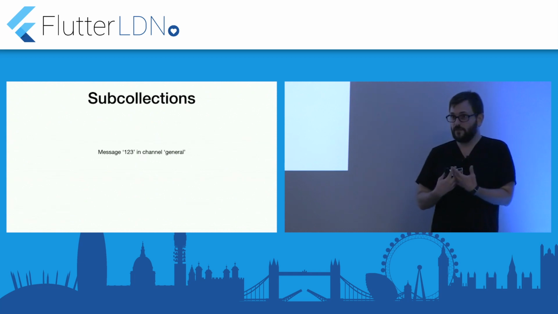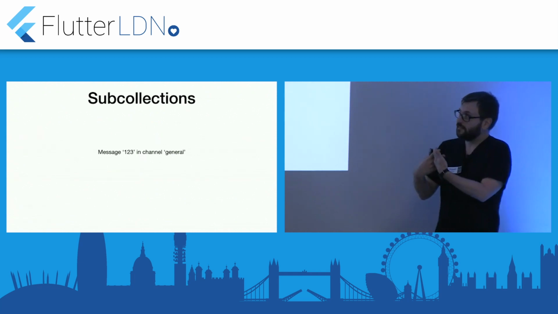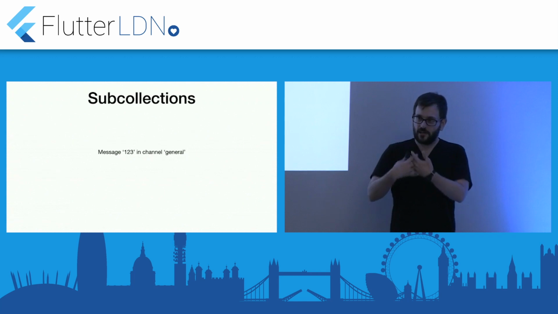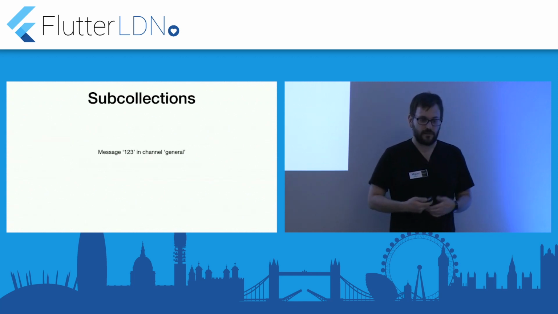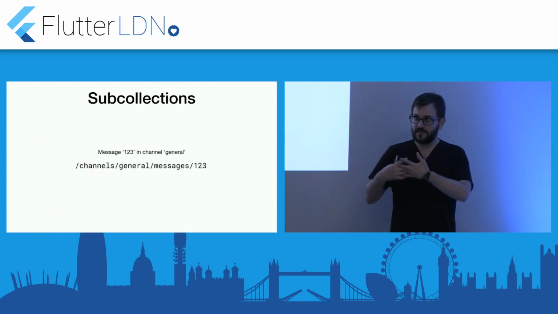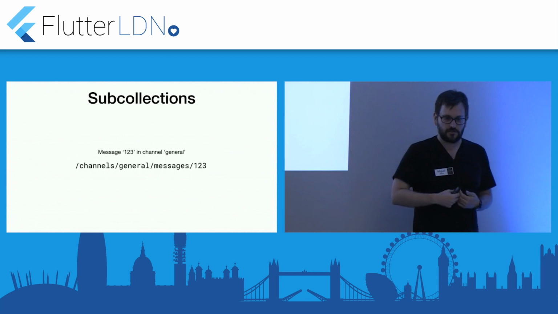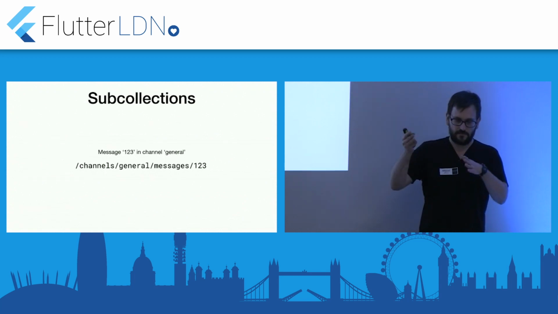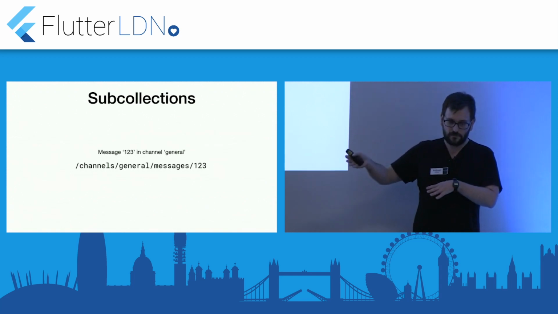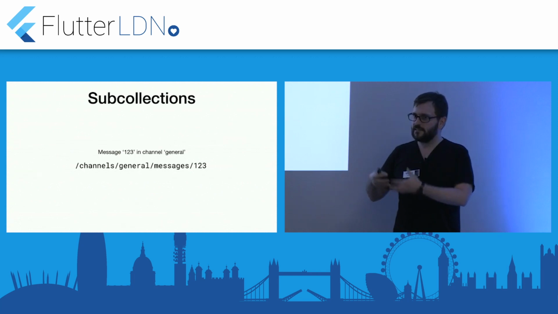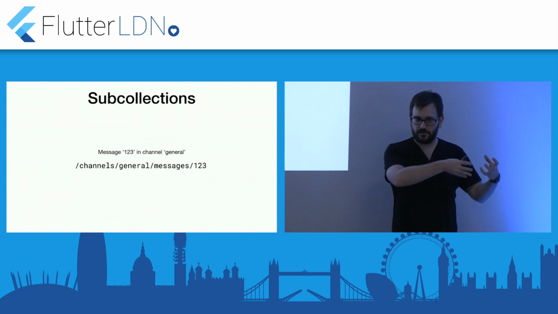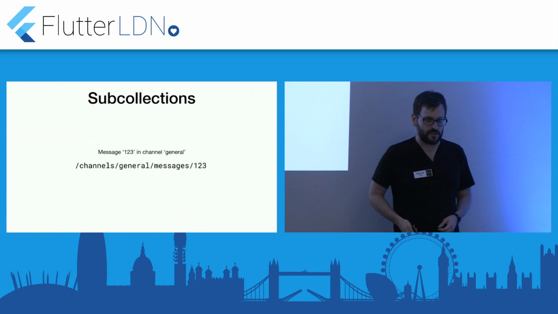I really like this way of structuring data because it tells me the context of the data I'm using. In this case, if I have a message which is in the path inside general, I know that it belongs to general. So I have the path channels, general, messages, 1, 2, 3. It clearly tells me that this message belongs to this other collection and it is this other document.